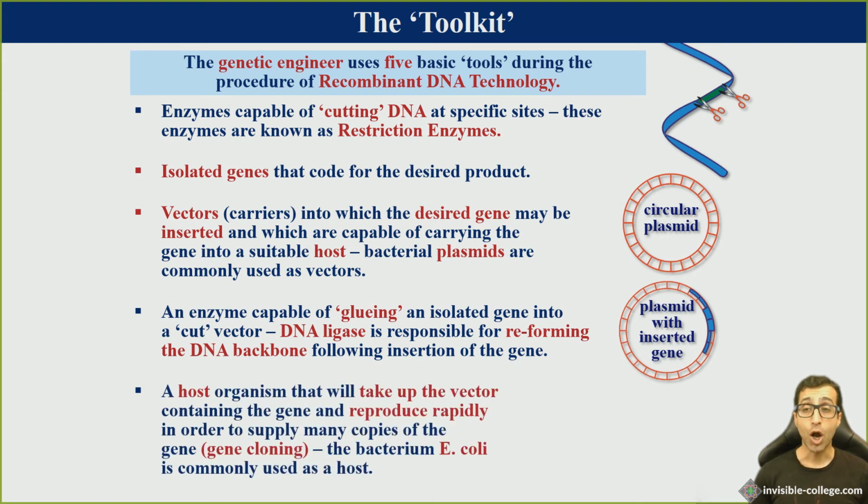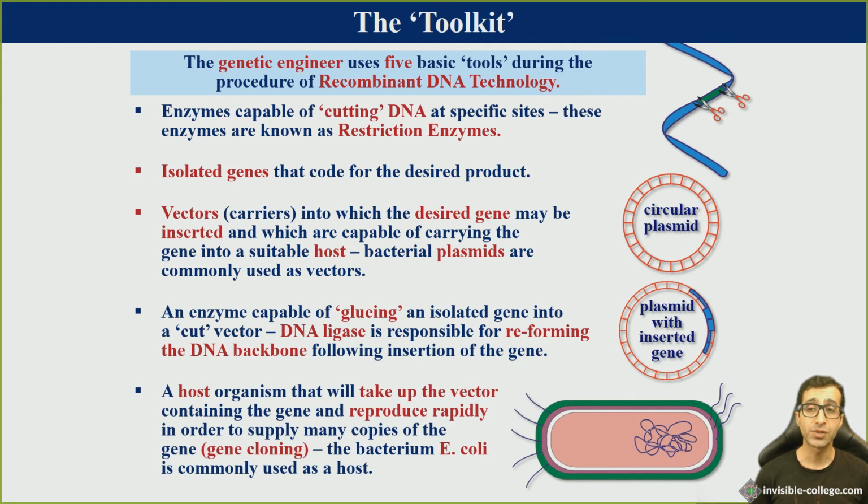And finally, we need a host that will take up the vector in order to contain the gene and reproduce rapidly in order to produce many copies of the gene, and typically bacteria such as E. coli can be used for this purpose, but also yeast as well.